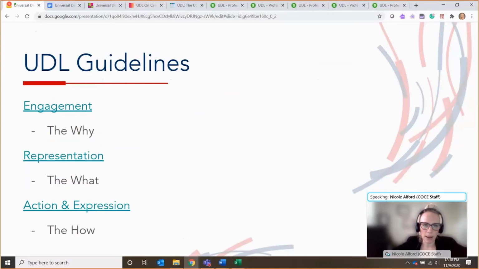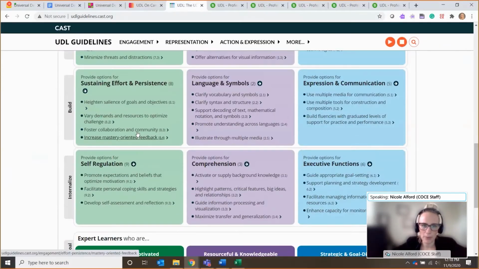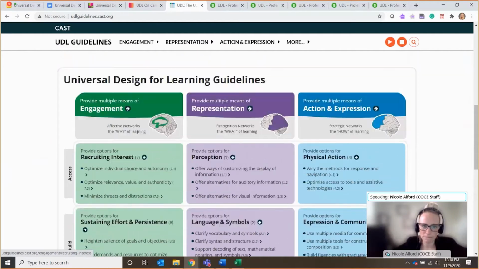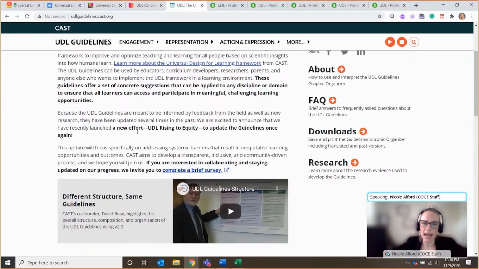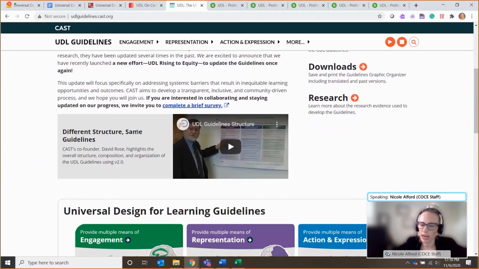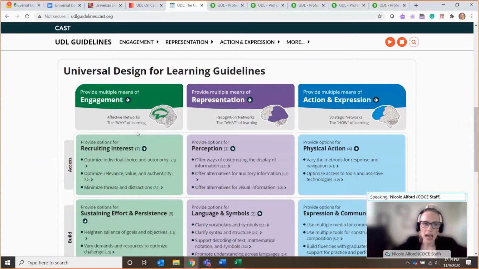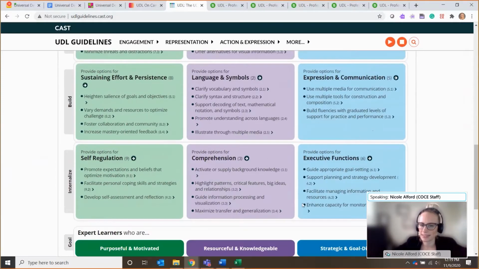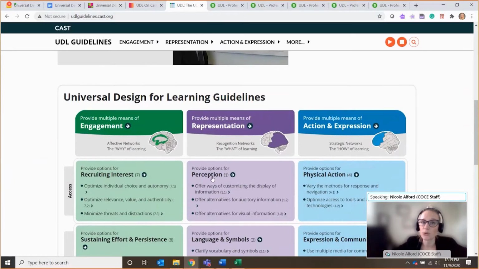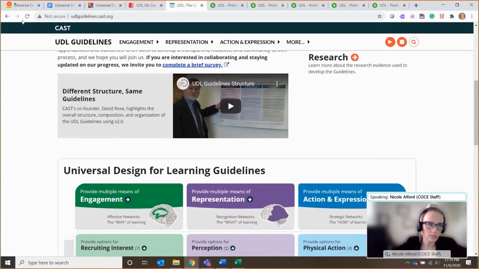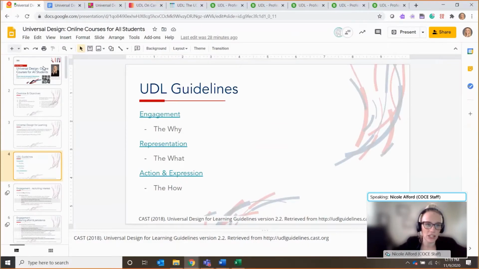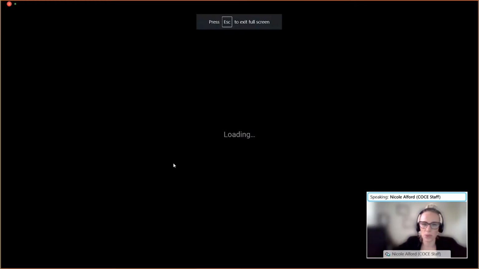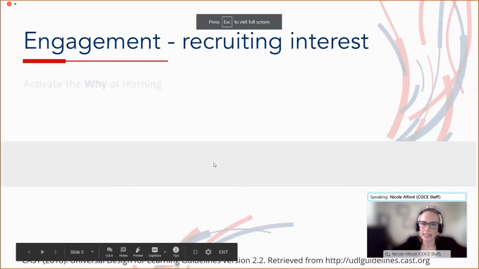Where I got these from, I'm actually going to escape my presentation for a moment and go to the CAST website. This is CAST's website for UDL guidelines, which is where I got a lot of the resources that you will see today. The website is udlguidelines.cast.org, and you'll see these are the main topics that we'll be covering today. We'll go through each of these and offer some examples and tips of each one as to how you can apply it in your course. I'm going to head back over into the presentation now and go back to that slide and get into these guidelines.